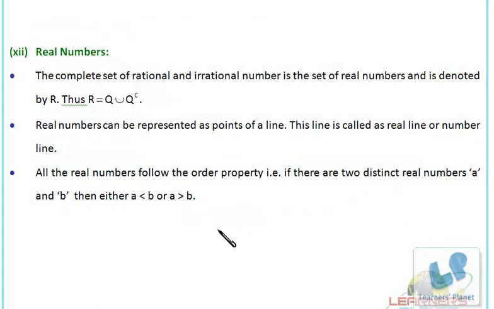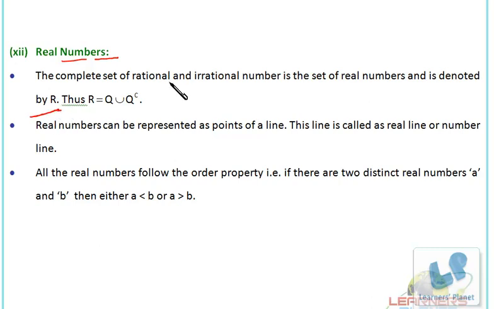Now we see about real numbers. All the numbers which we have discussed so far, maybe natural numbers, maybe whole numbers, maybe integers, maybe rational numbers, maybe irrational numbers, all the numbers are real numbers, right? The complete set of rational and irrational numbers is the set of real numbers, and we denote it by R, right? So real numbers are very, very important, right?